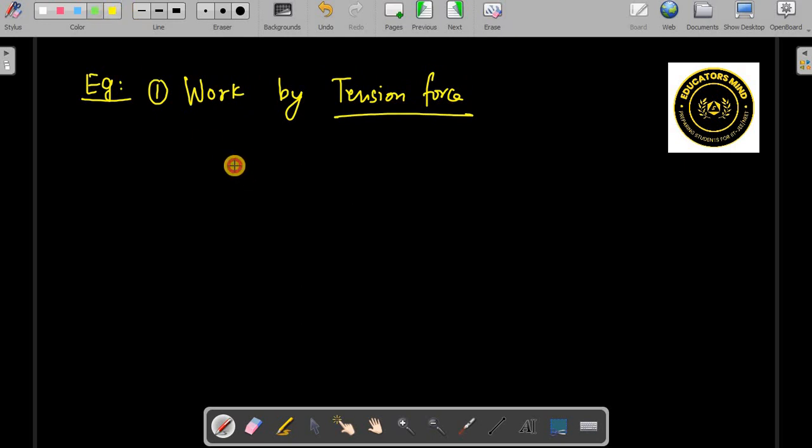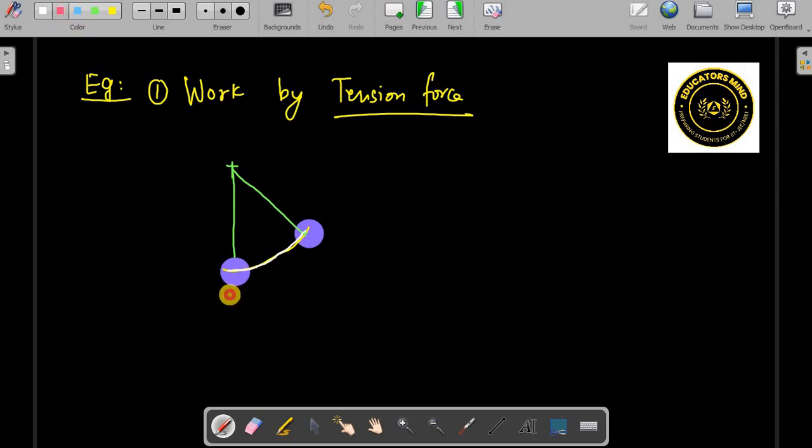So suppose there is a string and through this string a body is attached, let us say a ball or an object, and this object is moving in a circular path, right? So what is the work done by the tension? What is the work done by the tension?